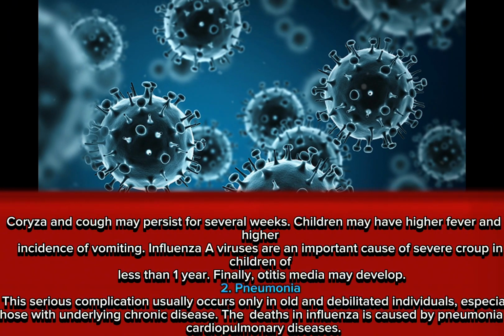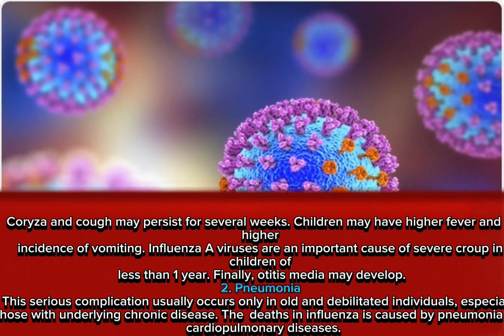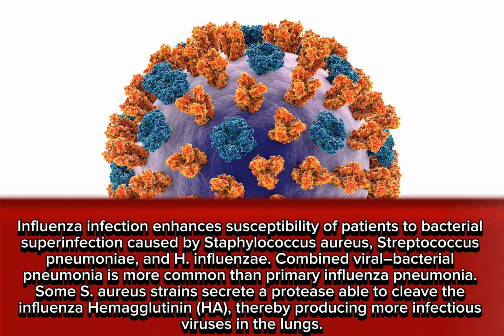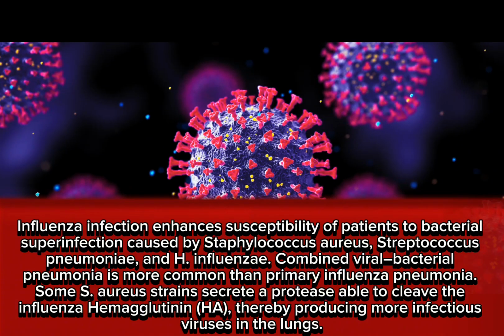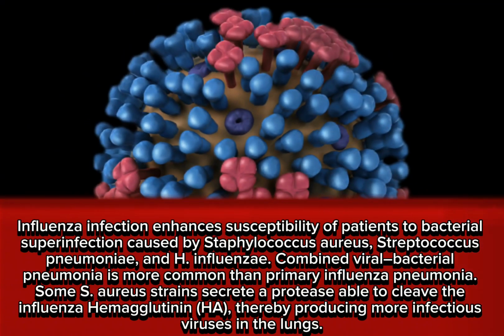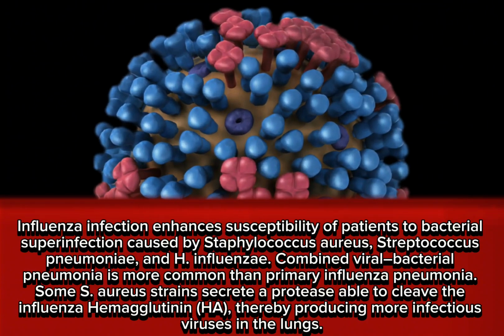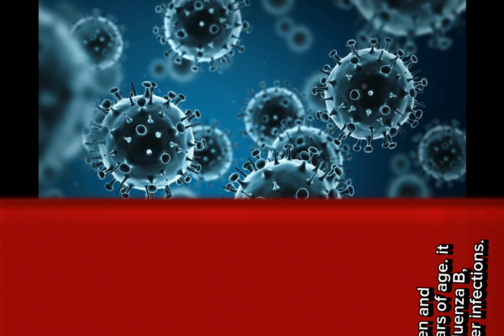2. Pneumonia. This serious complication usually occurs only in old and debilitated individuals, especially those with underlying chronic disease. The deaths in influenza are caused by pneumonia and cardiopulmonary diseases. Influenza infection enhances susceptibility of patients to bacterial superinfection caused by Staphylococcus aureus, Streptococcus pneumoniae, and H. influenzae. Combined viral-bacterial pneumonia is more common than primary influenza pneumonia. Some S. aureus strains secrete a protease able to cleave the influenza hemagglutinin (H), thereby producing more infectious viruses in the lungs. 3. Reye syndrome.